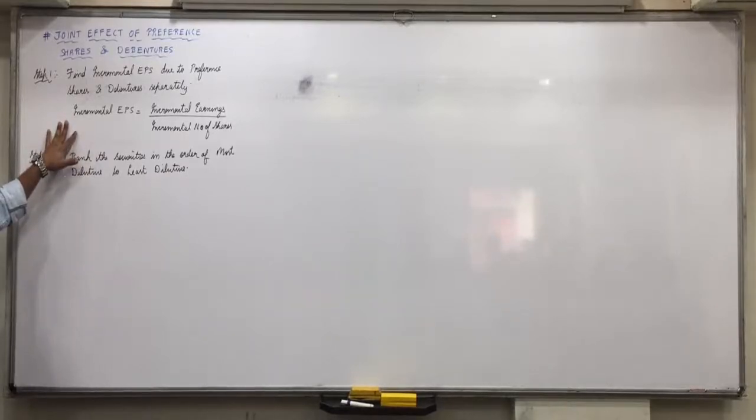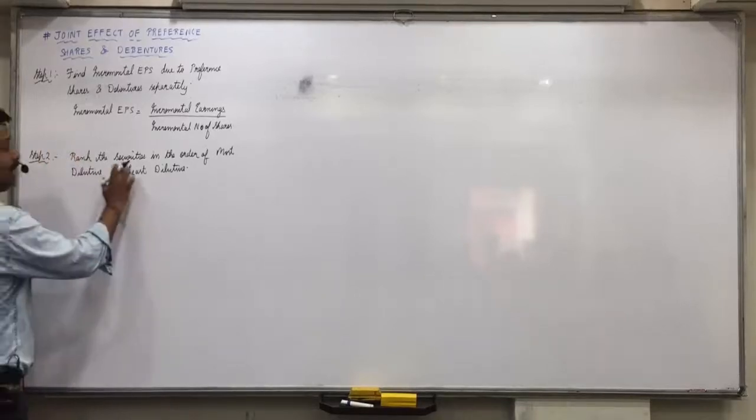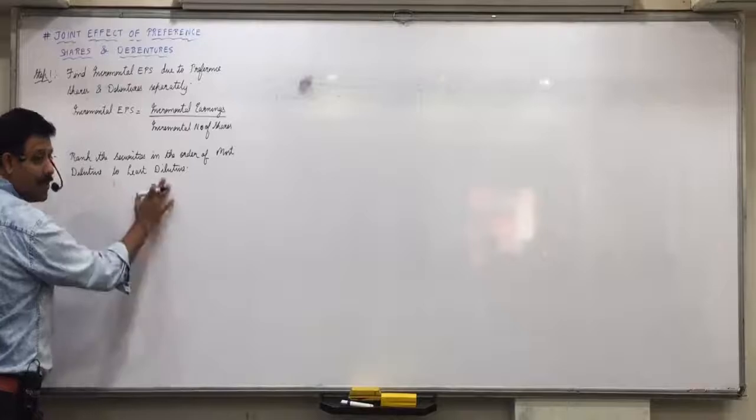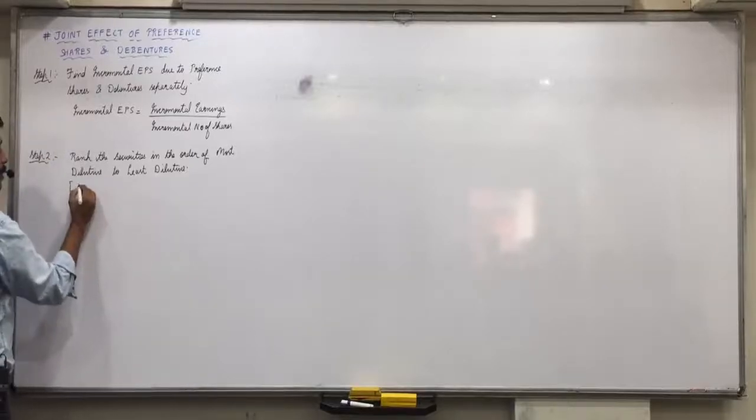Wherever incremental EPS is less, that is more dilutive. Less incremental EPS means EPS is going to fall more. And wherever incremental EPS is more, that is considered to be less dilutive. Inverse relation. So how will you rank the securities in the order of most dilutive to least dilutive?